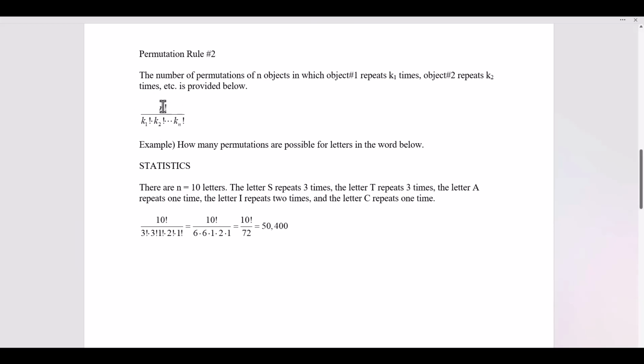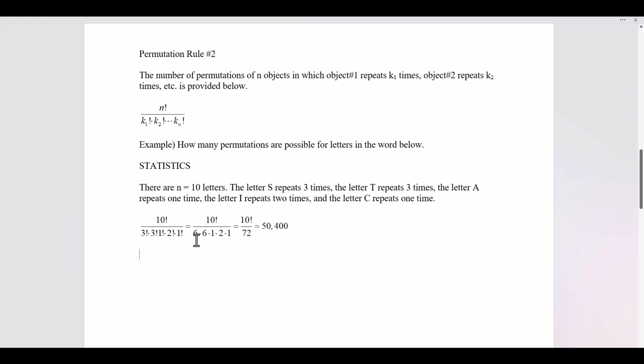So applying the formula, n is 10 because we have 10 letters. So the numerator is 10 factorial, divided by the number of repetitions for S, that's 3 factorial, times the number of repetitions for T, that's 3 factorial, times 1 factorial, that's the number of repetitions for A, times 2 factorial, the number of repetitions for I, and then times 1 factorial, the number of repetitions for C.